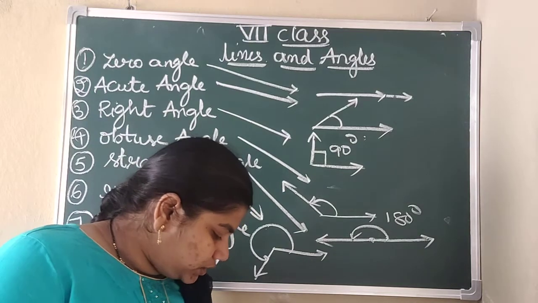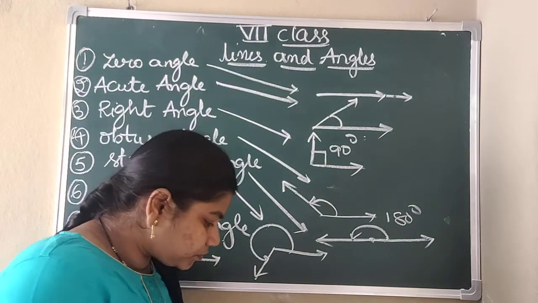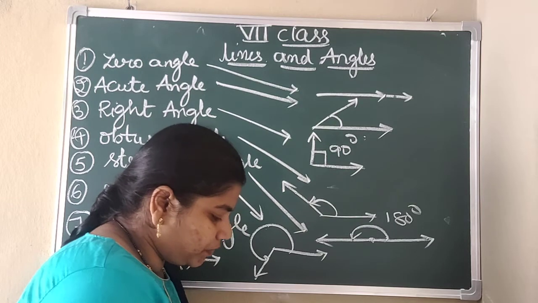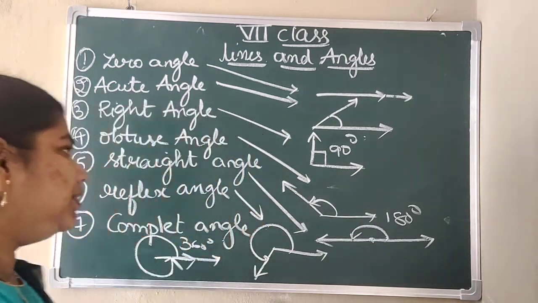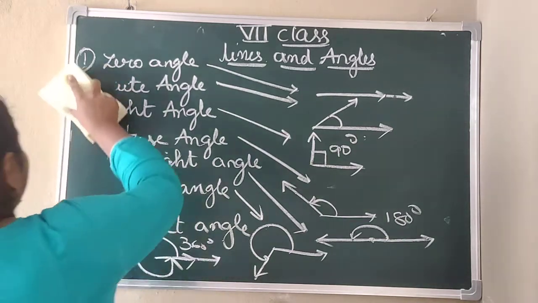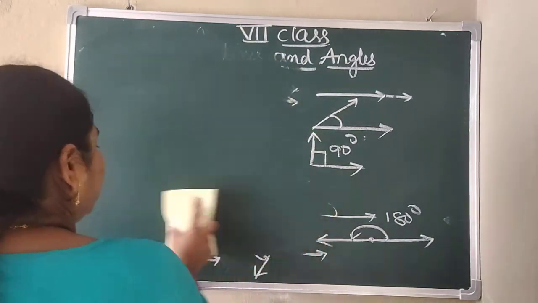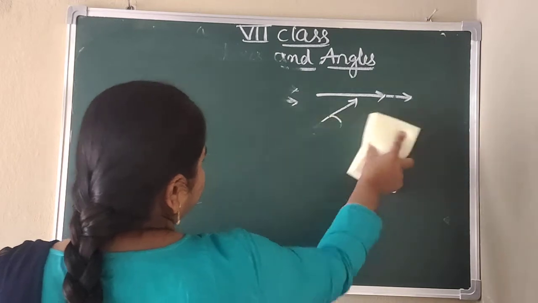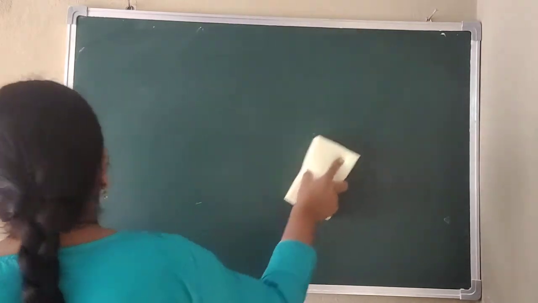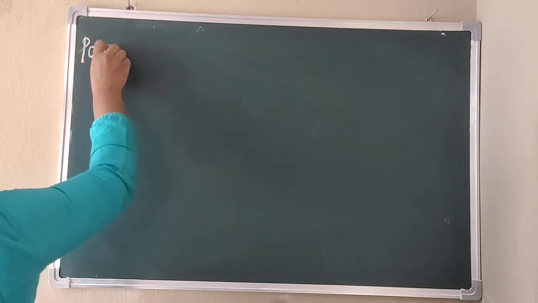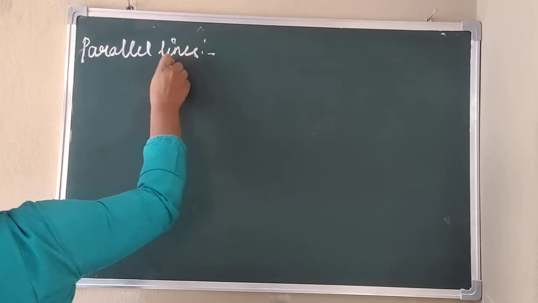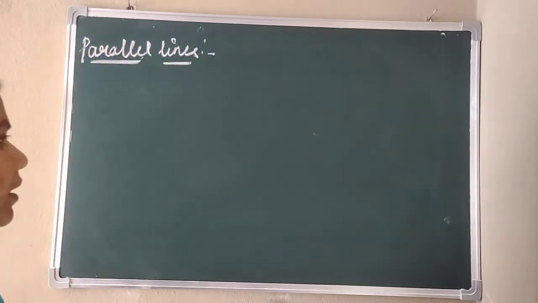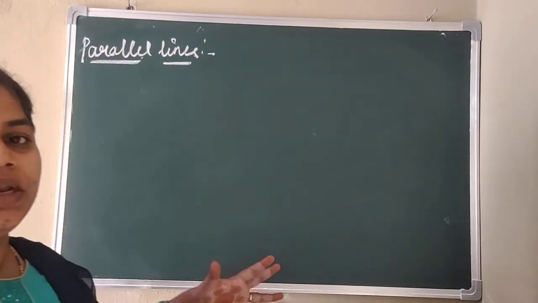Next, we know about parallel lines and intersecting lines, is it right? What do you mean by parallel lines? Parallel lines means any two lines between which the distance is always the same. Parallel lines means the distance between any two lines.